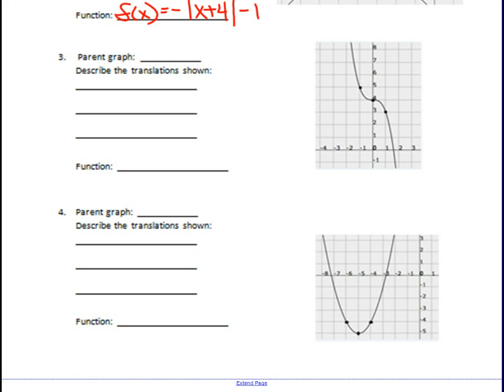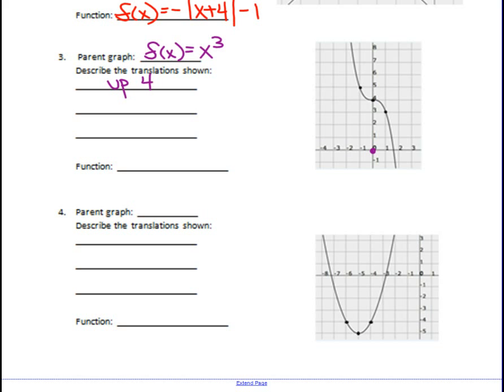All right, what's our original parent function for this one? Well, you guys should know this one. It's going to be f of x equals x cubed. Now there's a couple things happening in this one. First thing is it's moving up, because we usually start here. It's moving up 4 places.